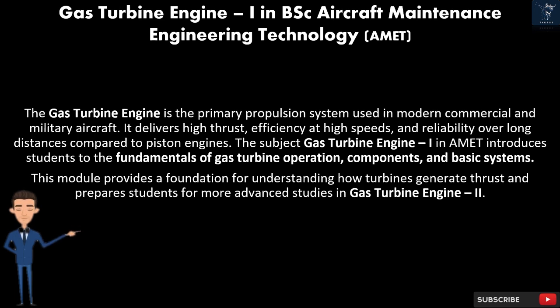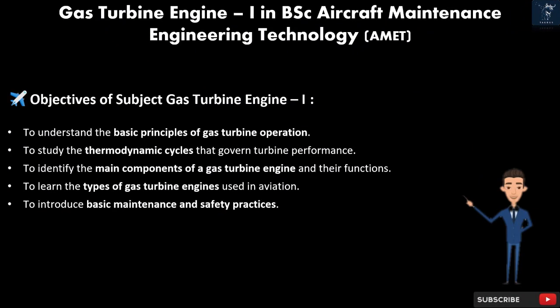The subject Gas Turbine Engine I in AMET introduces students to the fundamentals of gas turbine operation, components, and basic systems. This module provides a foundation for understanding how turbines generate thrust and prepares students for more advanced studies in Gas Turbine Engine II. Objectives of subject Gas Turbine Engine I.